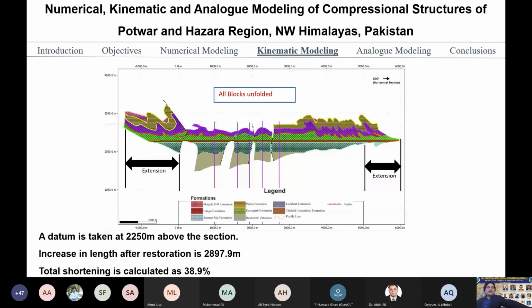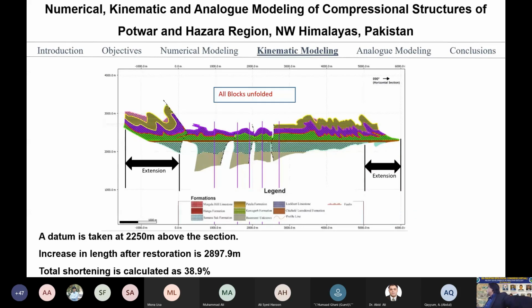So what we calculated is that we take a datum about 2,250 meters above the section, and that increases the length of the restoration to about 2,897, or roughly 2,900, and the total shortening which we calculated is about 39.9%. So these are the results of kinematic modeling.